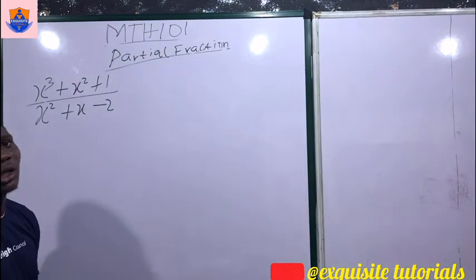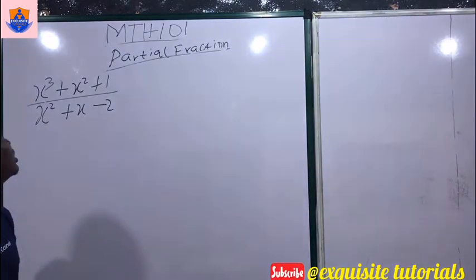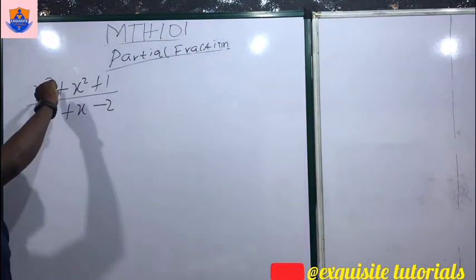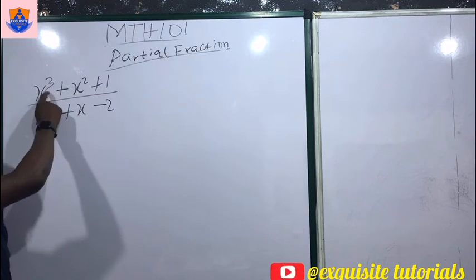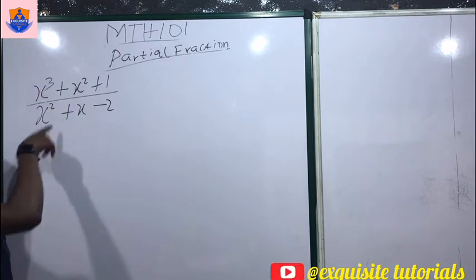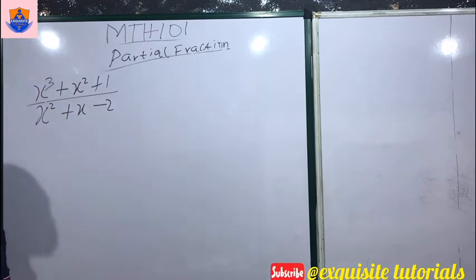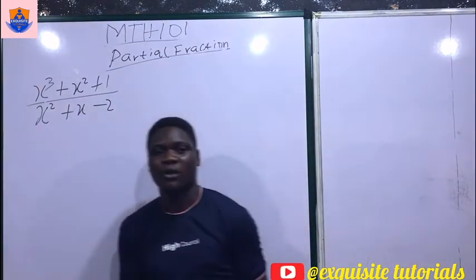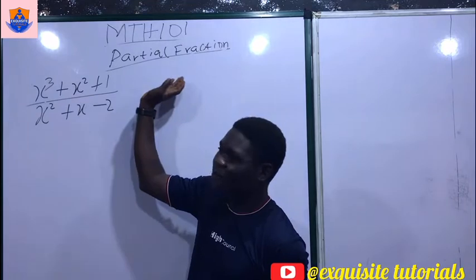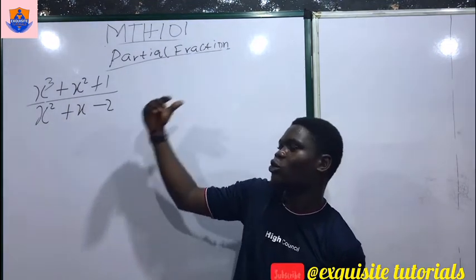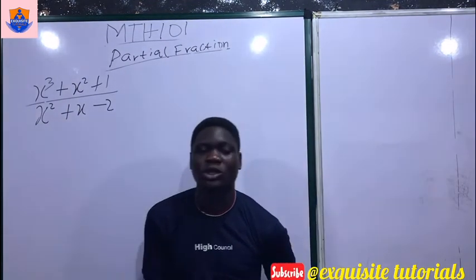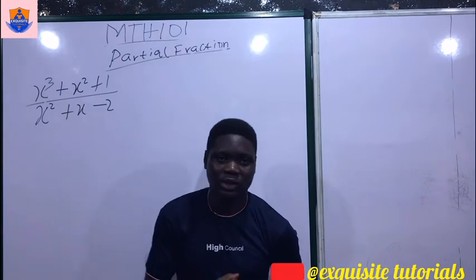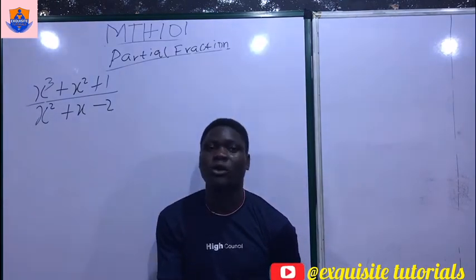Now, what can you observe about this case? Did you observe that the highest power of x here at the numerator is greater than that of the denominator? Now, this would lead us to what we call proper and improper fractions based on partial fractions. Because for you to call something a proper fraction, it means that it is less than 1. All proper fractions are less than 1.